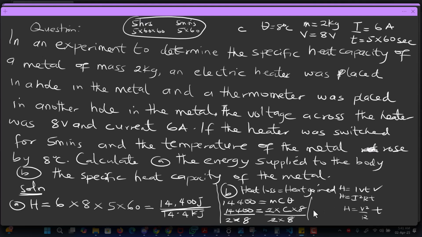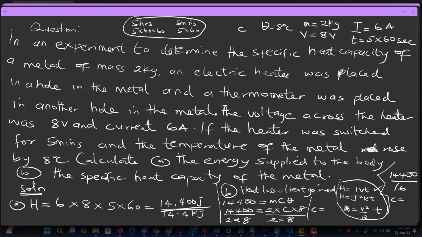I'll just simply say that my C is remaining here. C equals 14,400. I think I don't have space again, so let me see if I can fix it here. So I'll just say 14,400 divided by what? 16. That is my C. So my C is going to be 14,400 divided by 16. That is 2 times 8 is 16.